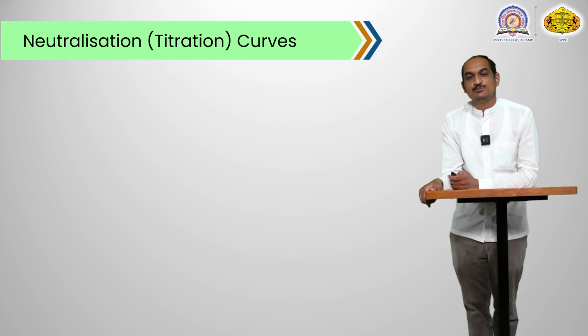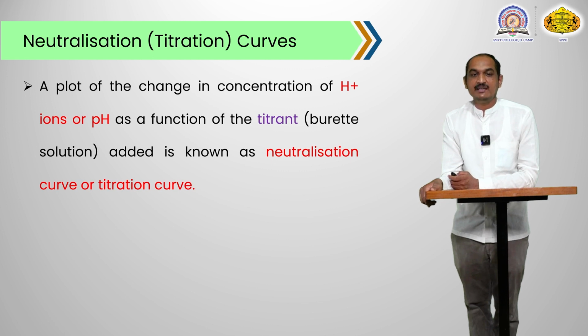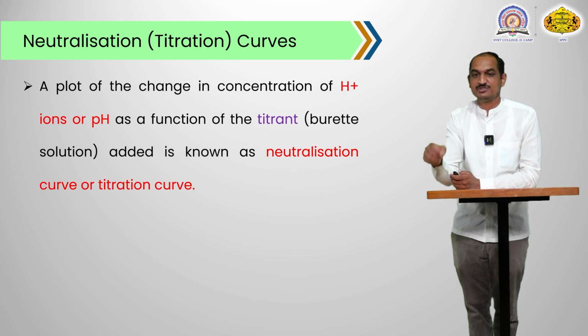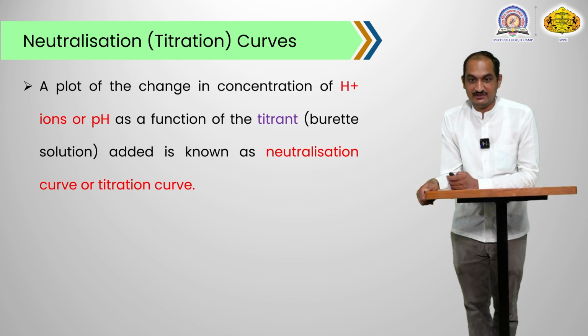Next point of today's session is the neutralization curve, or we can say the titration curve. It is a plot of change in the concentration of H plus ions, or pH, as a function of the titrant. That means the solution which is filled in a burette, the titrant. The titrant added is known as a neutralization curve or a titration curve.